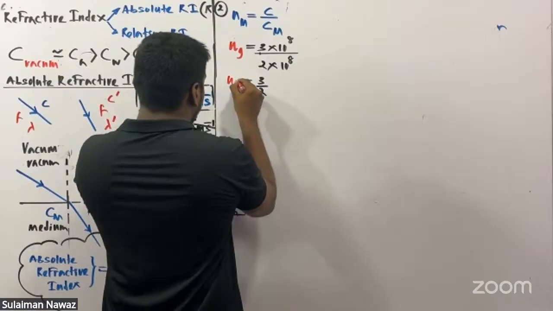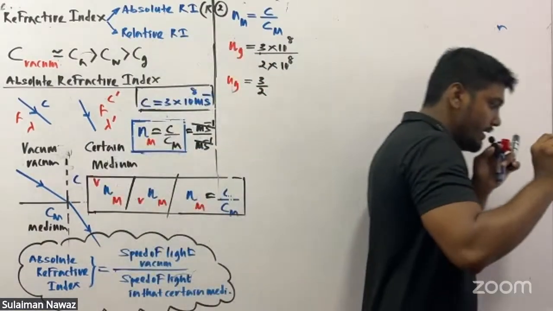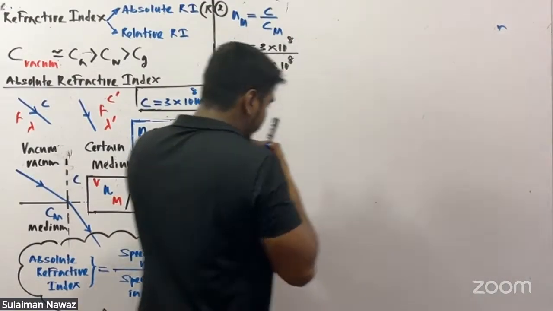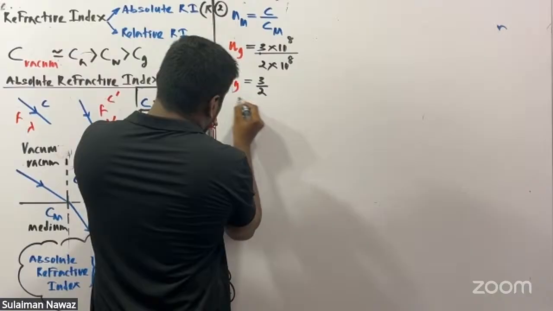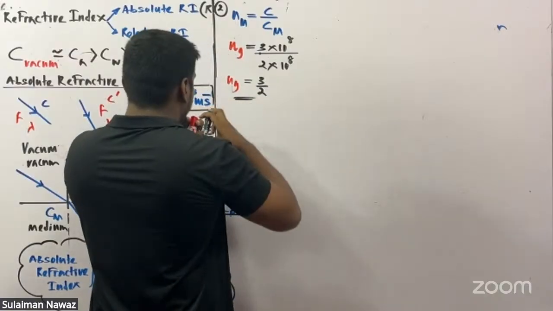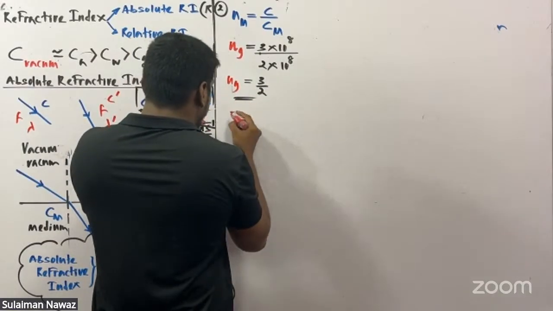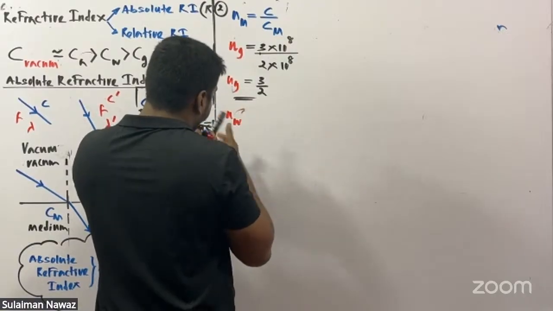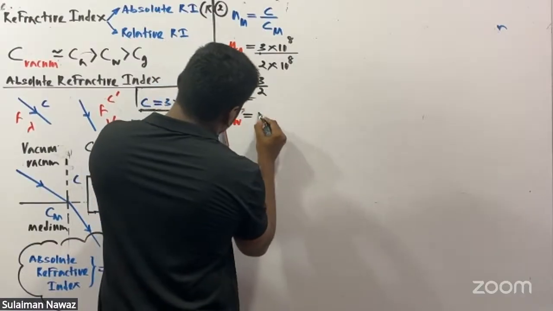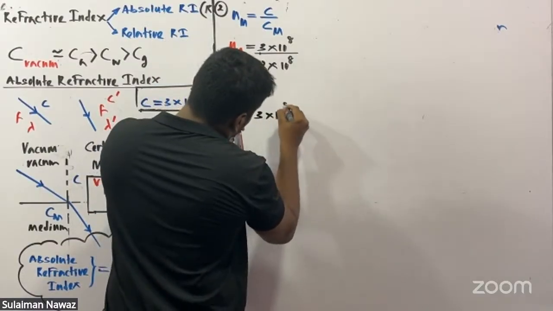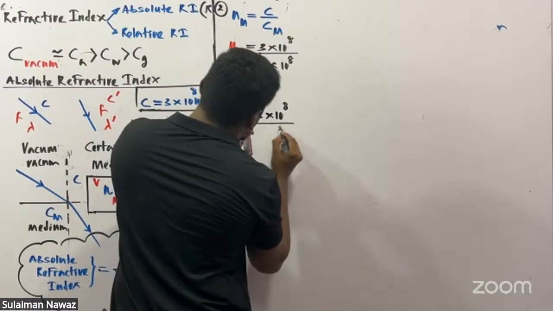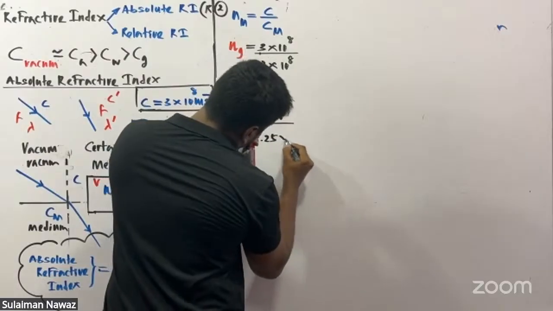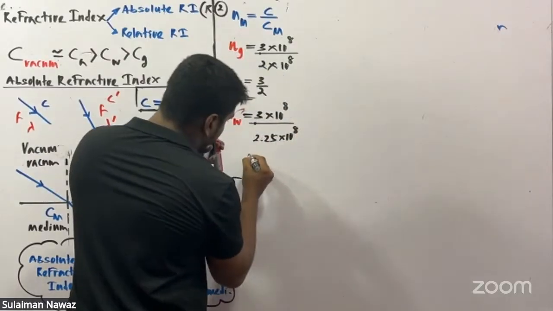Likewise, question number 3, they're asking us to find the absolute refractive index of water. Same story. Absolute refractive index of water means speed of light in vacuum over speed of light in water. Speed of light in vacuum is how much? 3 into 10 to the power 8 over speed of light in water. They have given 2.25 into 10 to the power 8. Then we can get the answer 3 over 2.25.